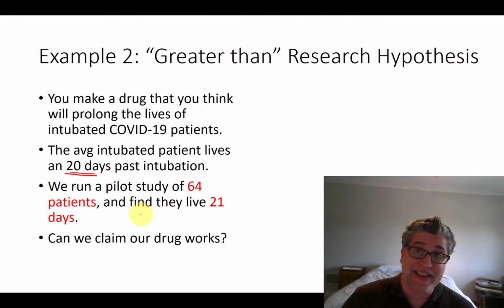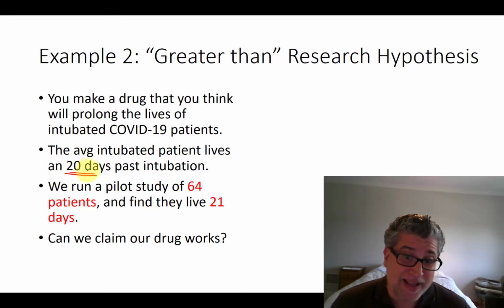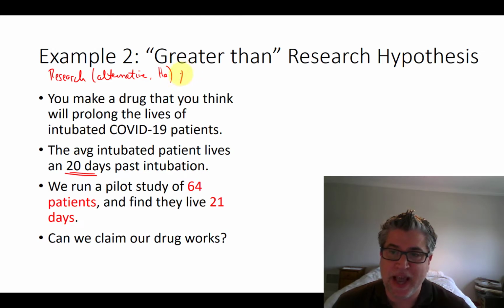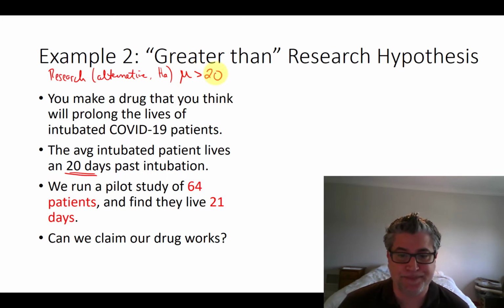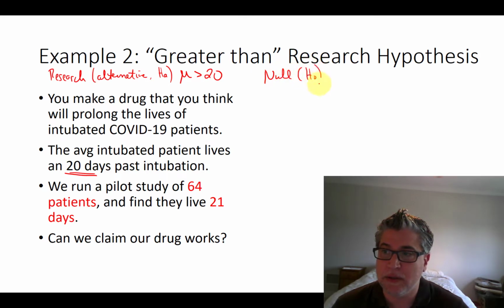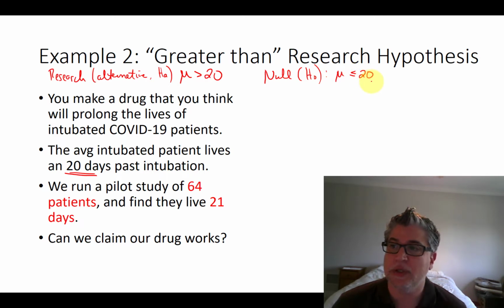Now, we'd like to think that our drug prolongs life. So our research hypothesis, in other words, the alternative, also called H sub A, is that the average lifespan for an intubated patient with our drug treatment is bigger than 20 days. The logical complement of that will be the null hypothesis. And that's got to be that mu is less than or equal to 20.